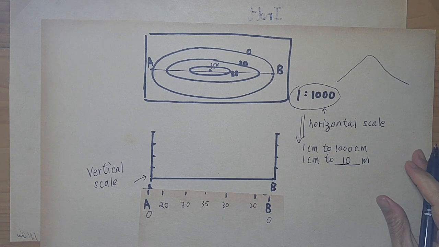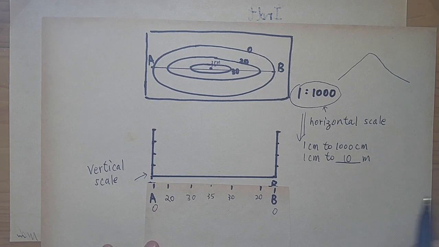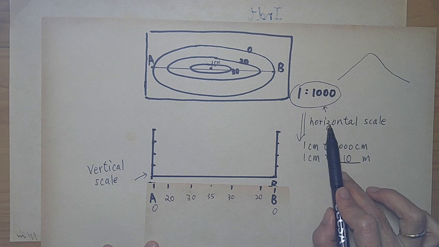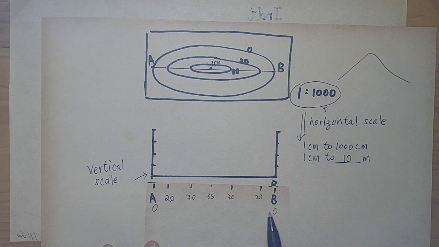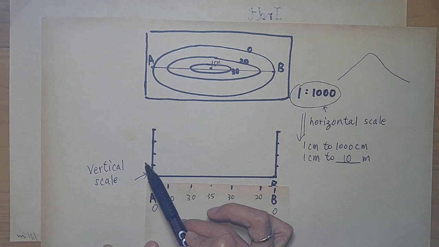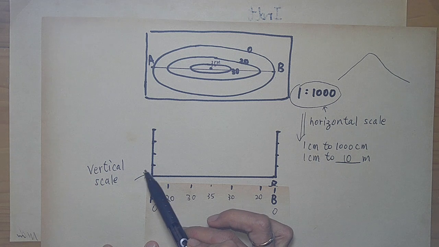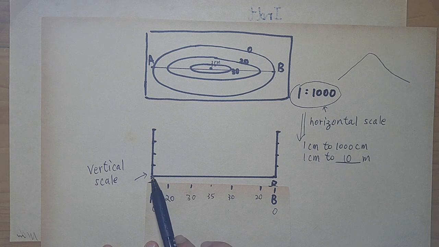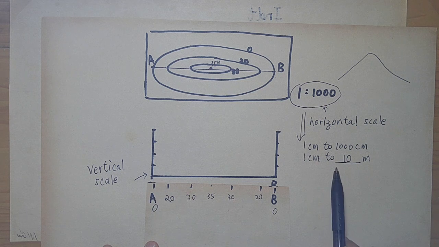Now for this vertical scale, I think I just use the same one. Normally we will use the same as the horizontal scale, but sometimes we don't have the same one. Sometimes we will make the scale larger, but normally we'll use the same as the horizontal scale. Now we just use 1 cm to 10 m, same as this one.